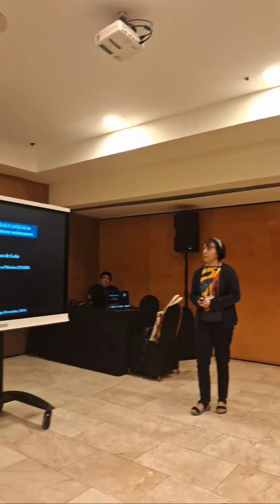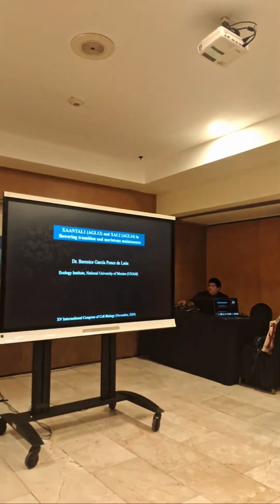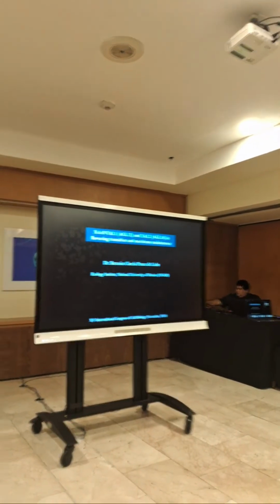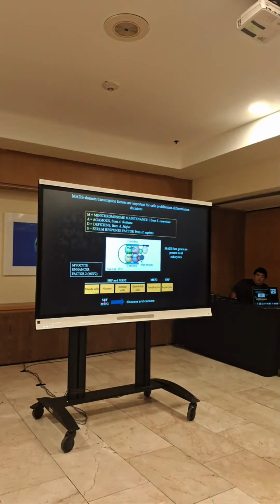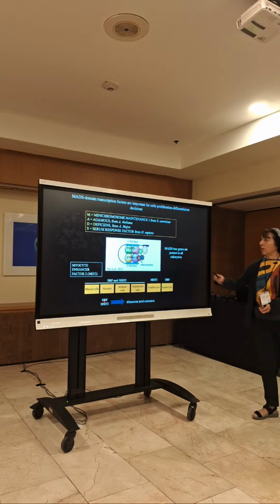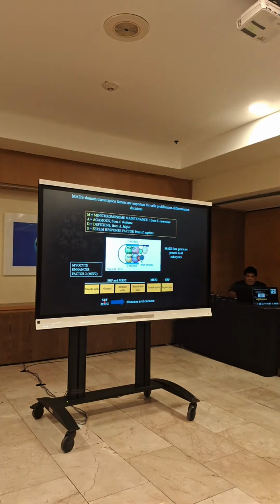And today I'm going to talk about the two MADS-box genes, Chantal1 and 2, and their implication in flowering transition and meristem maintenance. MADS-box genes are transcription factors characterized by their MADS domain that binds to consensus and non-consensus CArG boxes, and to do it they have different configurations, like dimers, tetramers, or in complex with other proteins that make the DNA loop so we can cluster the regulatory regions.